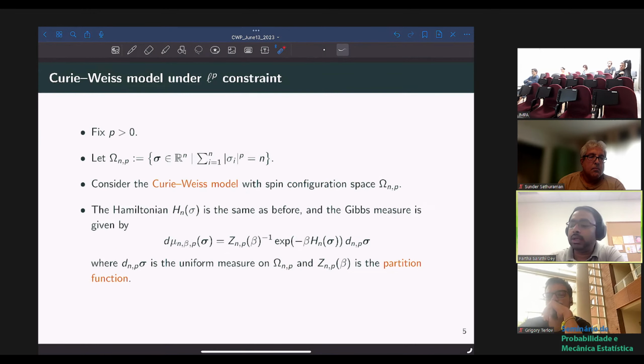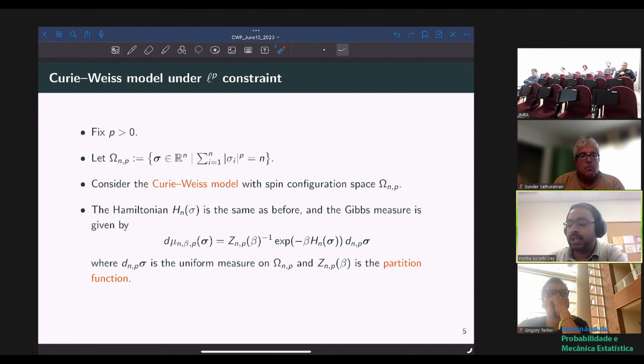One can think that if p is equal to infinity, this will give us plus minus 1, the classical Curie-Weiss model. Now, here this is a continuous space. One can think of this as the surface of this LP ball with appropriate radius. Now one can consider a Curie-Weiss model on this configuration space.